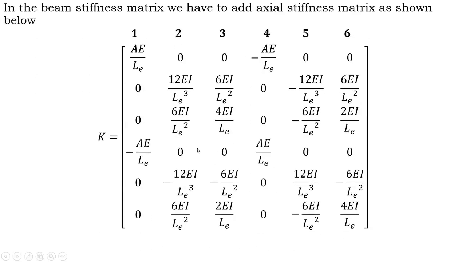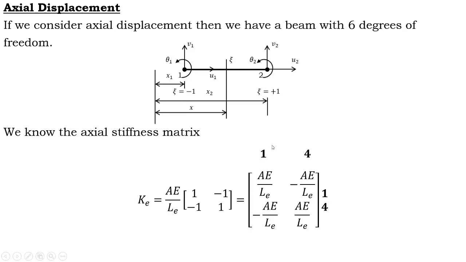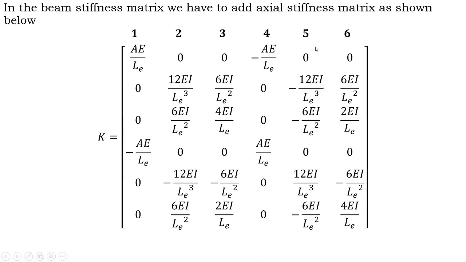Now when I add this, 1 2 3 4 5 6 vertically and horizontally. When I add 1 of 1, it is A divided by LE. 2 of 1 is 0, 3 of 1 is 0, 4 of 1 I have minus A divided by LE. So 1 of 1 is A divided by LE, 1 of 4 is minus A divided by LE, 2 of 4 everything is 0. So that I have mentioned. 5 of 1 is also 0, 6 of 1 is also 0.